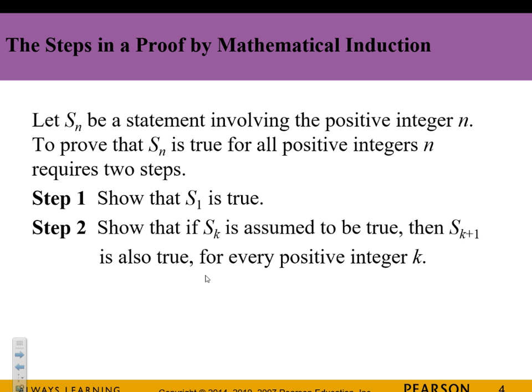Here's how. There are two steps to your inductive reasoning. Here they are. First, you want to show that S sub 1 is true. Step 2, show that if S sub k is assumed to be true, then S sub k plus 1 is also true, and the same thing for every positive integer k.